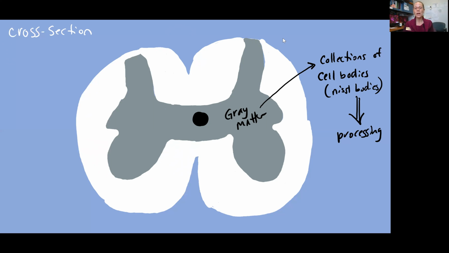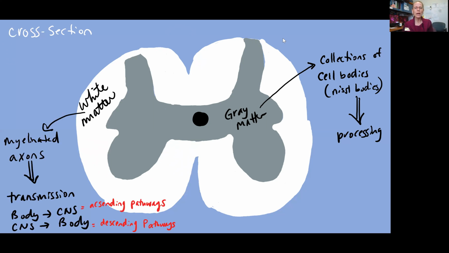But remember, the kind of job of your neuron cell body is to process information. So just think of your gray matter as processing tissue in the spinal cord. And then all of the white tissue on the outside is referred to as white matter. It is white in color because it is consisting primarily of myelinated axons. That myelination is going to give the axon that white color. Remember, axons are essentially transmitting information from one cell to the next.